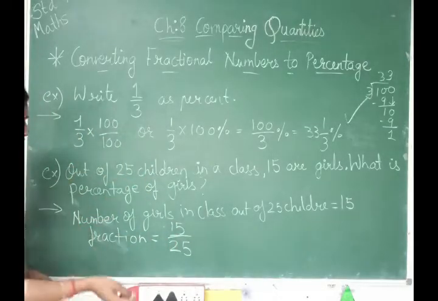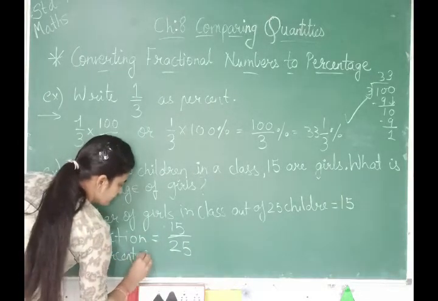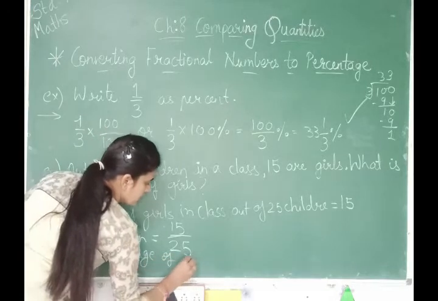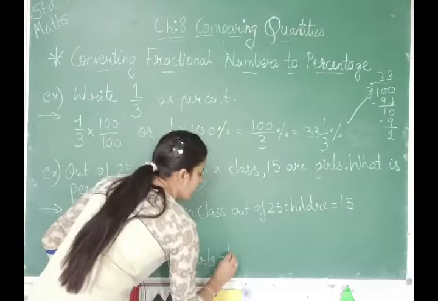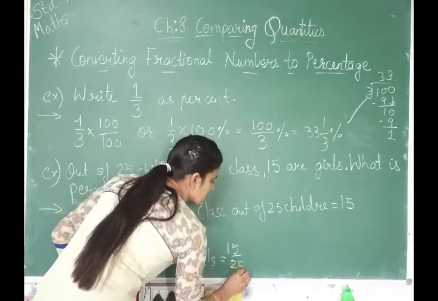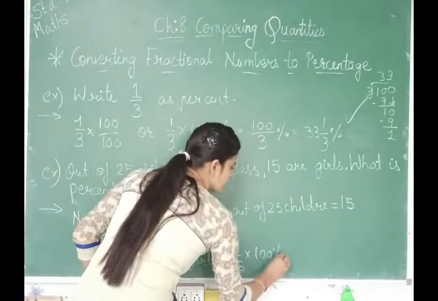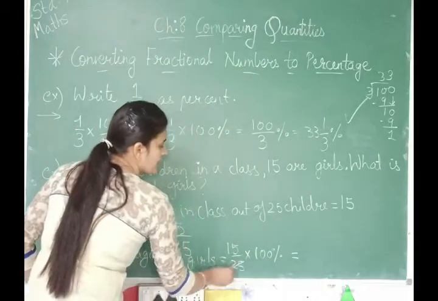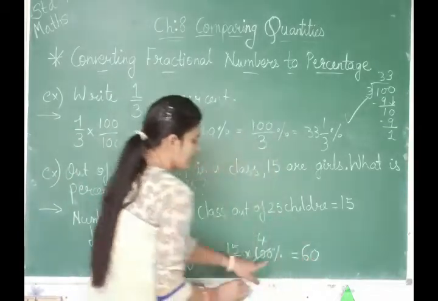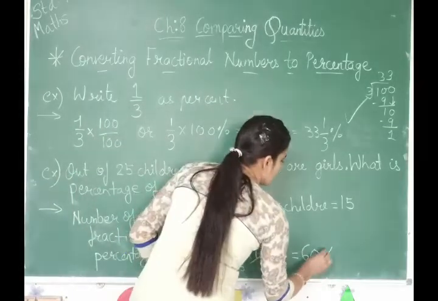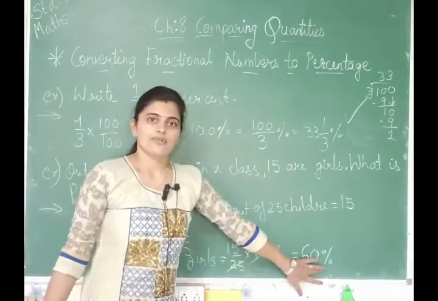Now we need what? Percentage. So percentage of girls will be equal to 15 by 25. Simply multiply by 100%. It will be equal to, now we are 25. 4s are 15, 4s are 60. 60. This percentage sign also same we will write down over here. So what is the percentage of girls? 60%.